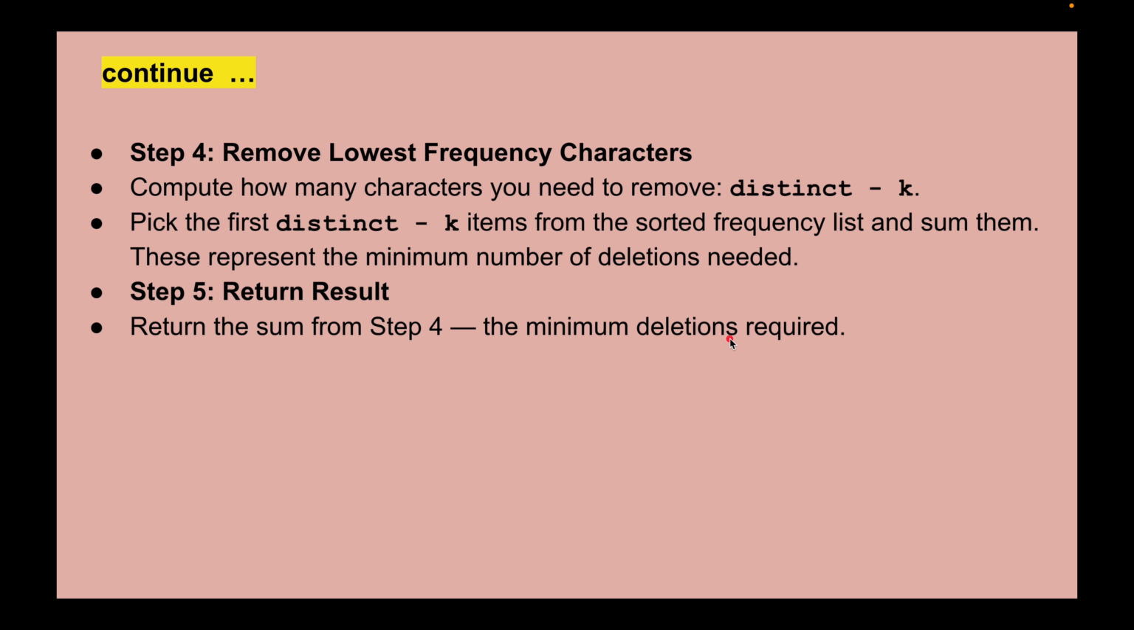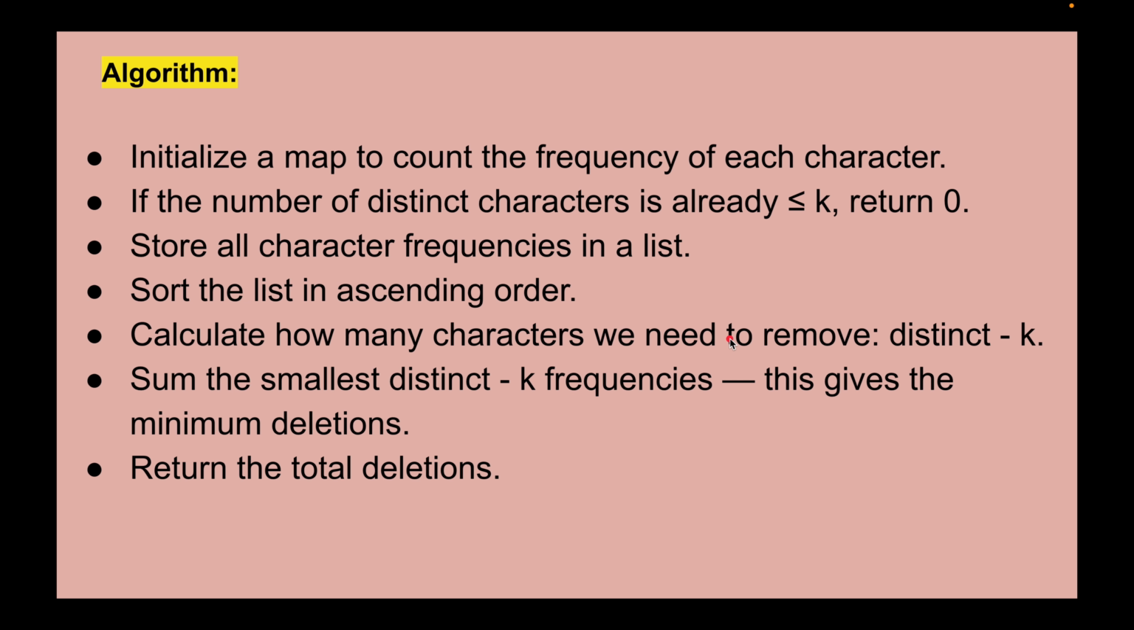So in short, we will initialize a map to count the frequency of each character. If the number of distinct characters is already less than or equal to k, we'll return 0. Otherwise, we'll put the character frequencies in a list and sort the list in ascending order. We'll calculate how many characters we need to remove, meaning distinct minus k, and then we'll sum the smallest distinct minus k frequencies. That will give you the minimum deletions, and finally we'll return the total deletions. We do steps 4 and 5 like this and find our minimum total deletions required.